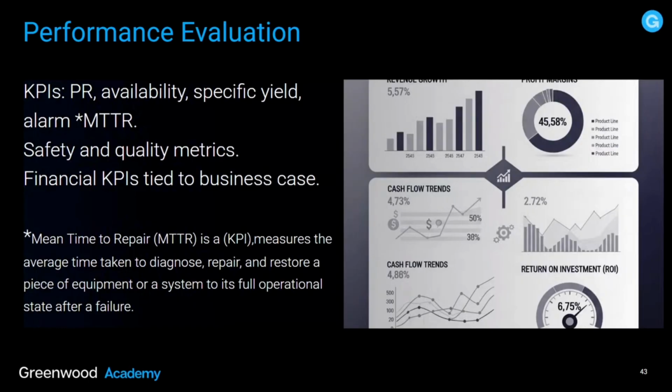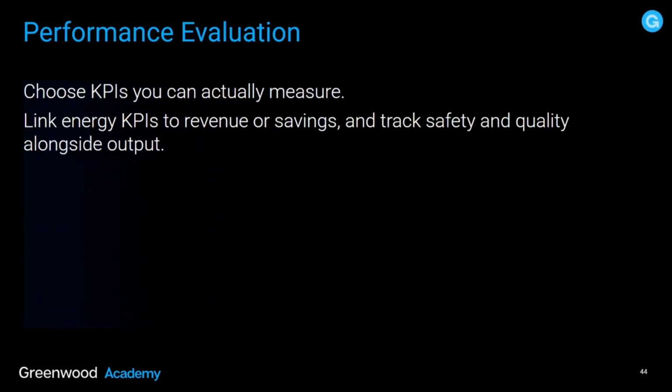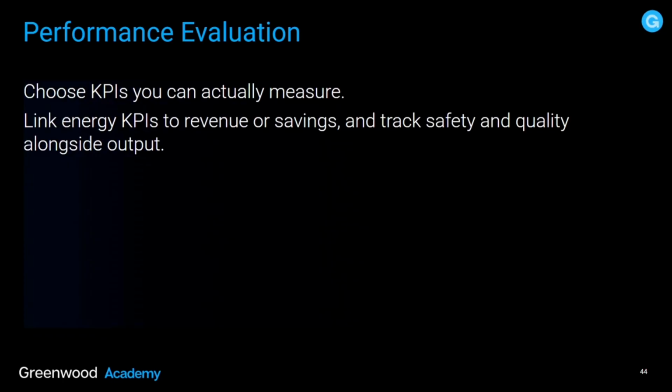Performance evaluation. This is where we're talking about KPIs, PR, availability, specific yield, alarm, and mean time to repair. Safety and quality metrics, financial KPIs tied to the business case. Always choose KPIs you can actually measure. It sounds like I'm stating the bleeding obvious, but it's a common problem when putting together construction management plans. Link energy KPIs to revenue or savings and track safety and quality alongside output.